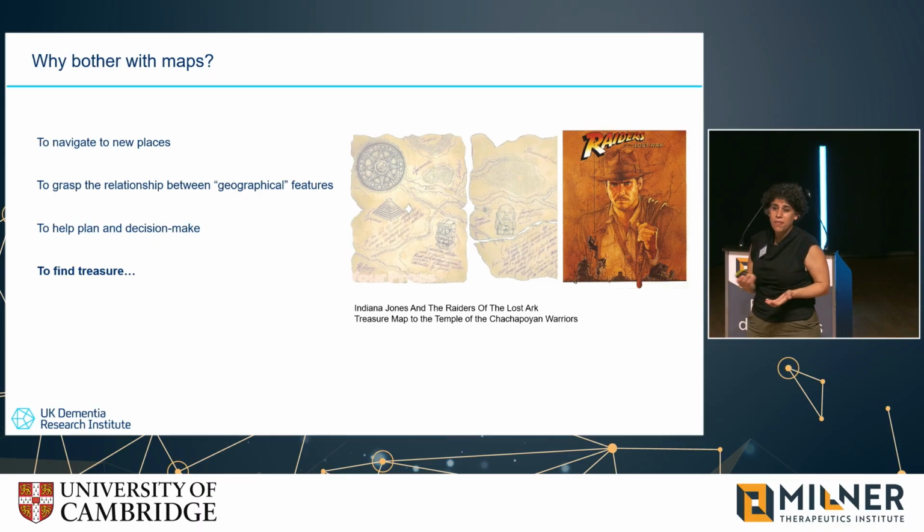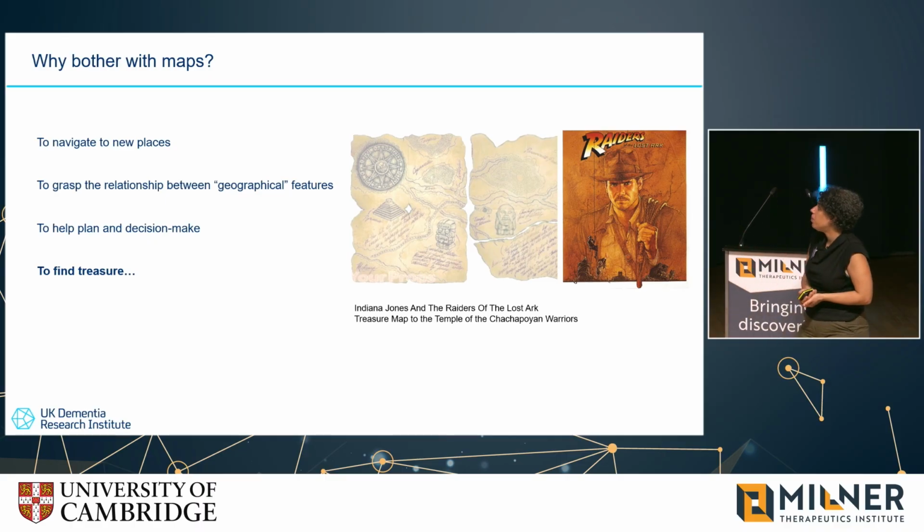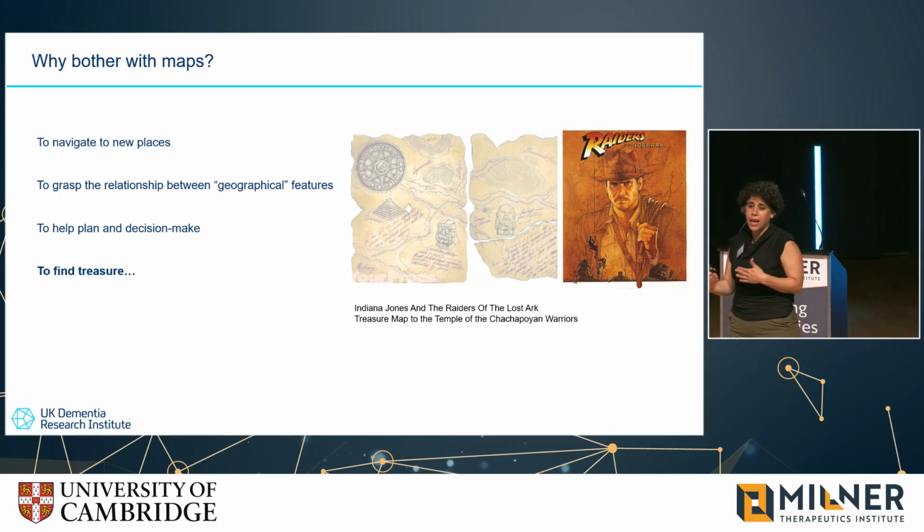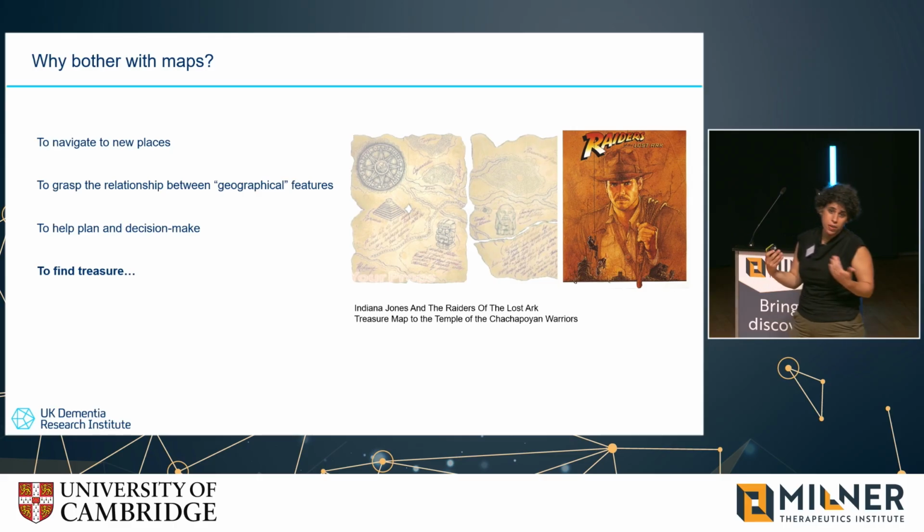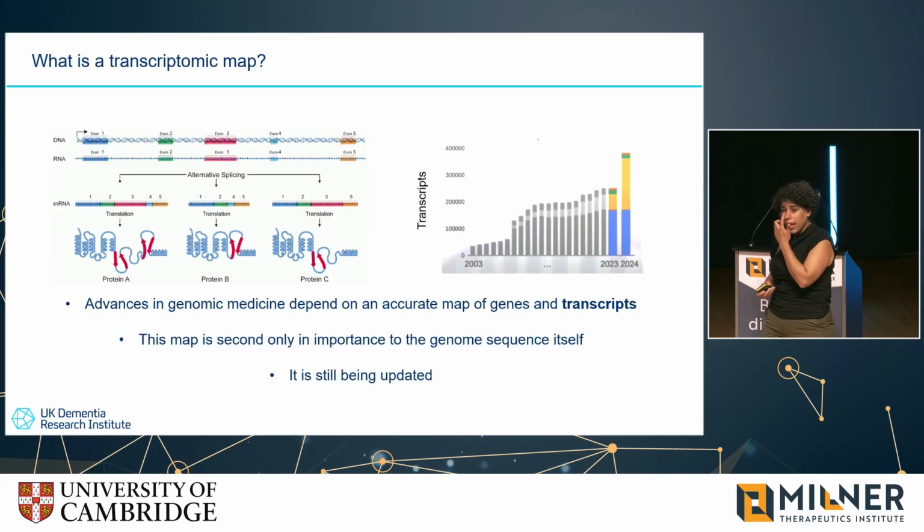So why do we have maps? We have maps to navigate to new places. We have maps in order to be able to understand the relationship between geographical features. We have maps to plan and make decisions. We have maps to find treasure, most importantly, as in Indiana Jones. So why have a transcriptomic map, and what is a transcriptomic map?